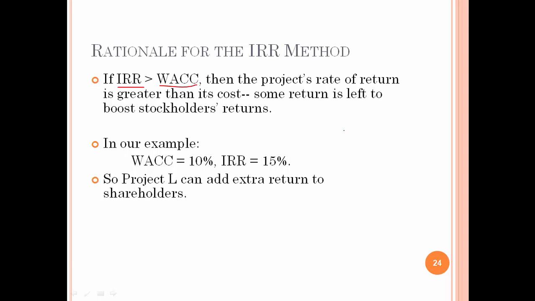So we want IRR to be greater than WACC, or say we want the rate of return to be greater than its cost of capital. If that's the case, then some return is left to boost shareholders' wealth or shareholders' returns. So in our example, for project L, IRR is about 15% and WACC is 10%. Remember, we used 10% to calculate the NPV of the project. So if you have IRR greater than the WACC, then project L is adding extra return to the shareholders, and that is a good project.